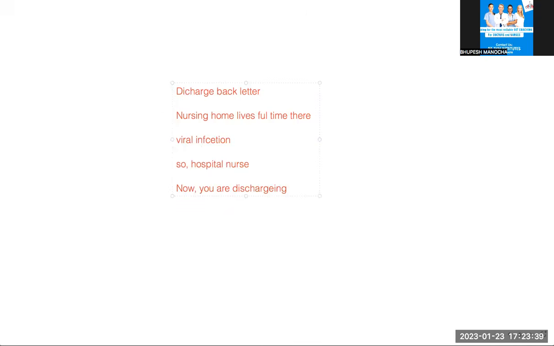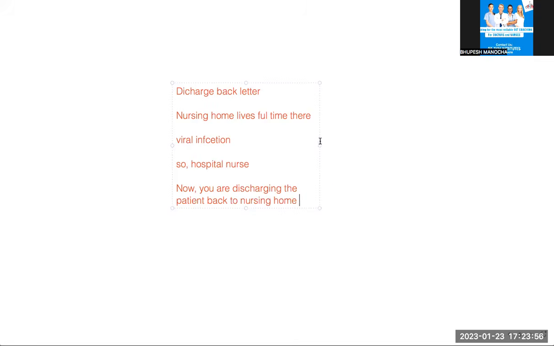And after discharge, where will the patient go? The patient will obviously go to his place. He was residing full time in the nursing home. So you are discharging the patient back to the nursing home. Now it is a situation. It will not tense you. Don't let it trouble you, think like this.